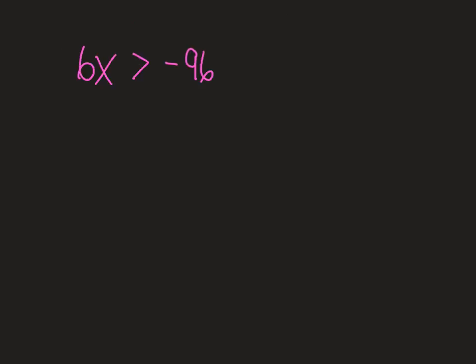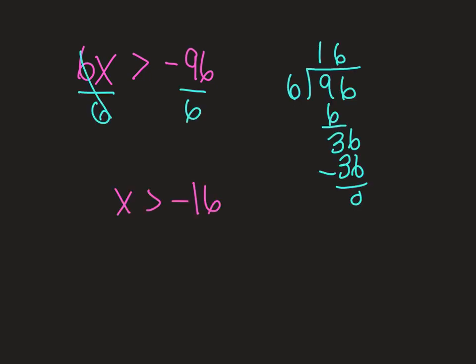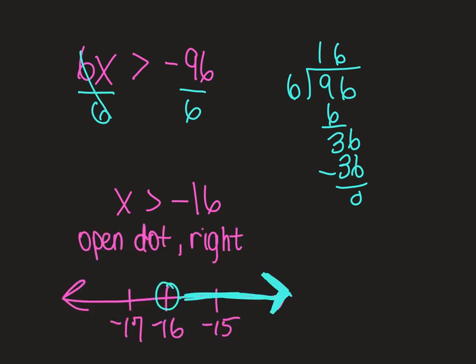All right, you try this question by yourself. 6x is greater than negative 96. Solve it and type in the answer. Did you type in x is greater than negative 16? Now I want you to describe to me what would the number line look like. Use words like open dot, closed dot, left, or right. Did you say open dot, right? We want an open dot at negative 16, and these are all numbers greater than negative 16. Greater than is on the right.